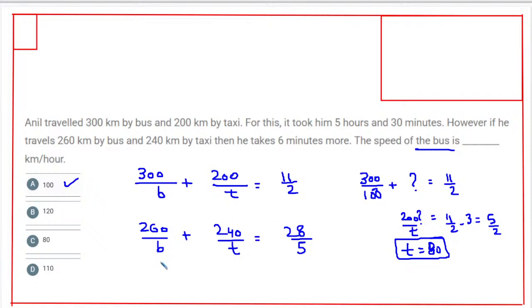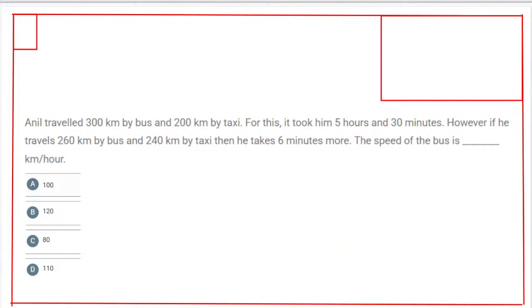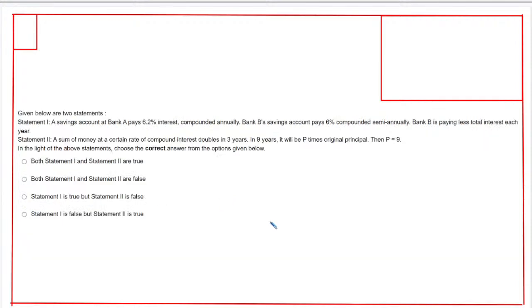I plug the same value in the second option. It is 260 by 100 plus 240 by 80. And I cross check. It is 3. This is 13 by 5. And it is 15 plus 13, 28 by 5. Option is satisfied. So this is the correct answer. Answer for this is the first option. So it's luck that I got the answer in the first option. Otherwise, you can solve the equations.